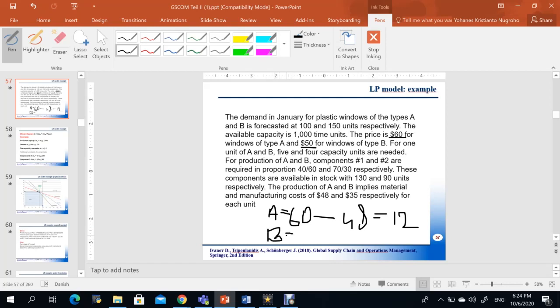The unit profit for B is equal to 50 minus 35, and therefore we have 15. Okay, now let's go to the next slide.